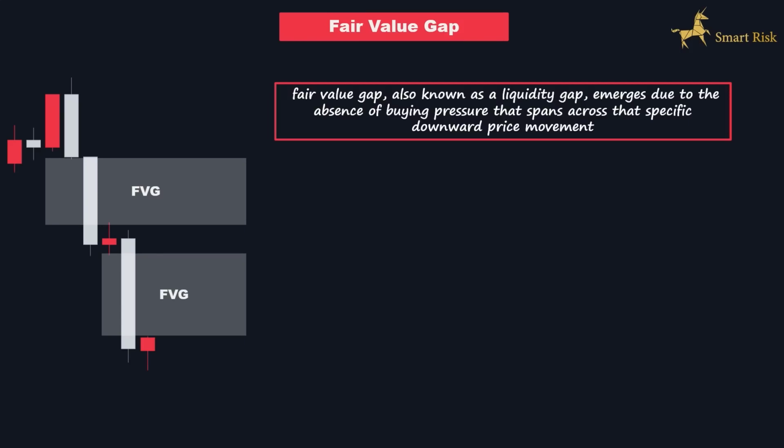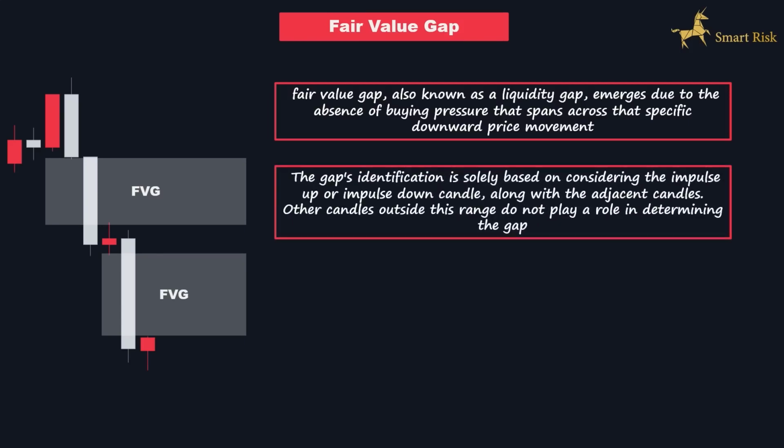Recognizing fair value gaps hinges on a specific method. The gap's identification is solely based on considering the impulse up or impulse down candle, along with the adjacent candles. Other candles outside this range do not play a role in determining the gap.